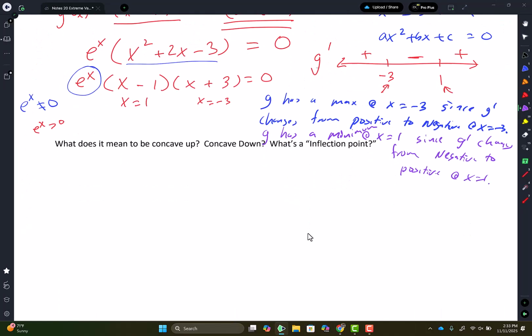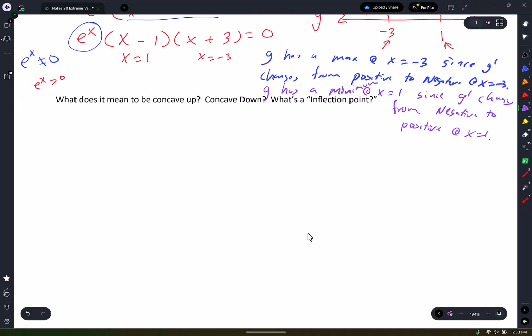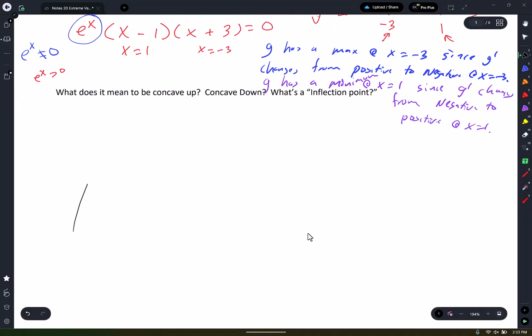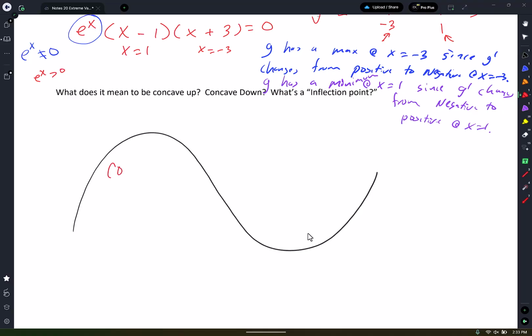All right. Do you guys remember concave up, concave down, an inflection point? Draw a sinusoid. What is this? Concave down. It's a safe space, but this concave down. This one is concave up. And right smack in the middle between concave down and concave up, bam, what do we call that? Inflection point.